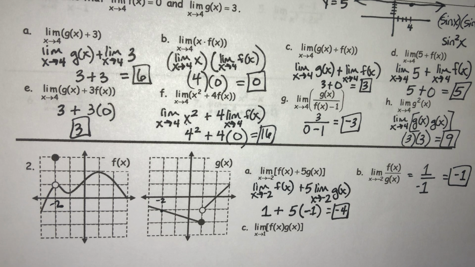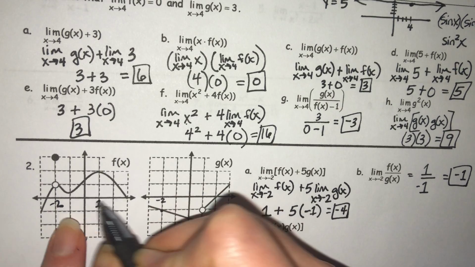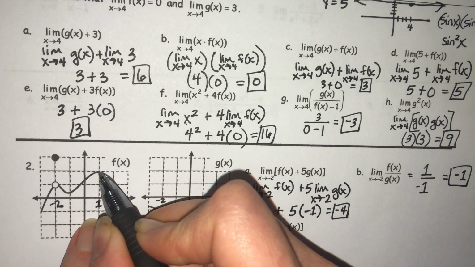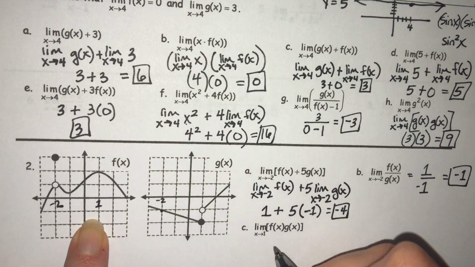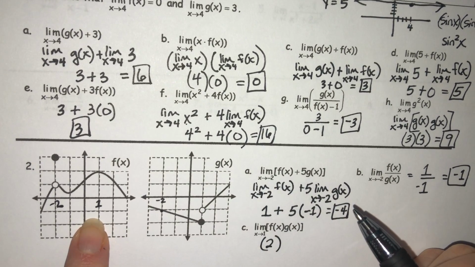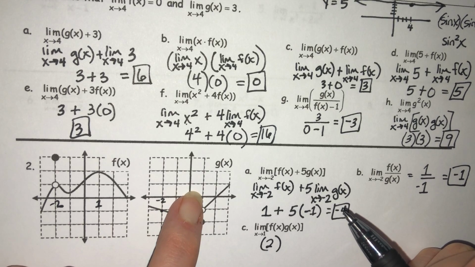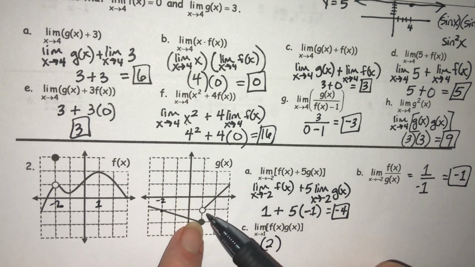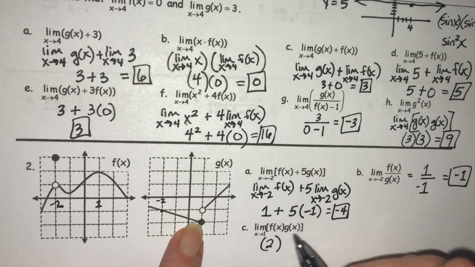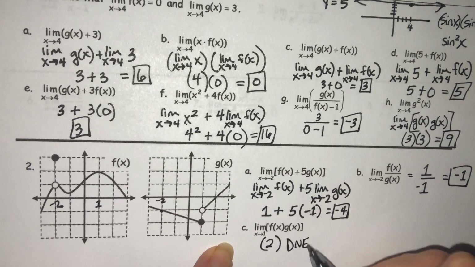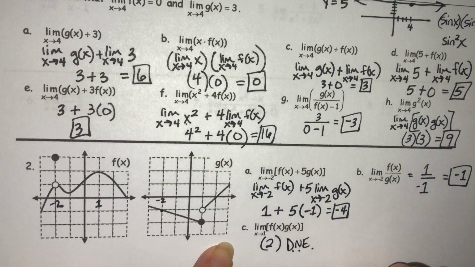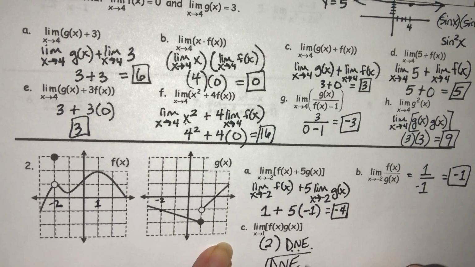Part C. The limit as x approaches 1 of f of x. So 1 is right here. What value is the y going close to when x gets close to 1? That would be 2. And then the limit as x approaches 1 on the g of x graph. Uh-oh. Coming from the right, it's going to -1. Coming from the left, it's going to -2. If the left-hand limit and the right-hand limit are not equal, then that limit does not exist. 2 times does not exist. It just does not exist. There is no limit. You can't do it.